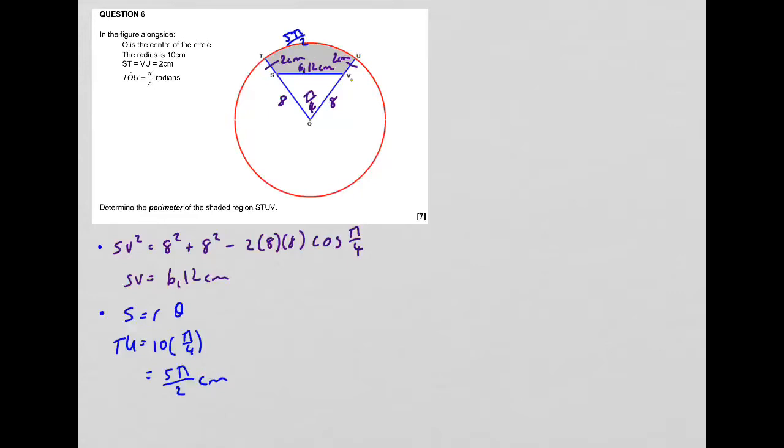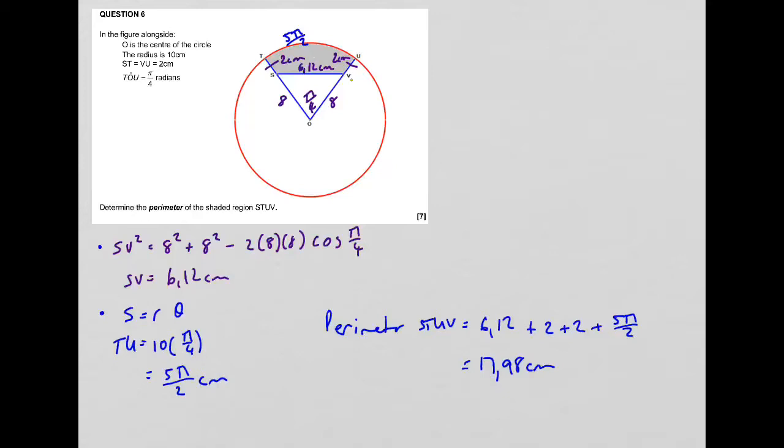Right, so for the perimeter of STUV, we're going to add 6.12, which was our SV length, plus the 2 radii, plus the arc TU, which was 5 pi over 2, and get a final answer of 17.98 centimeters.